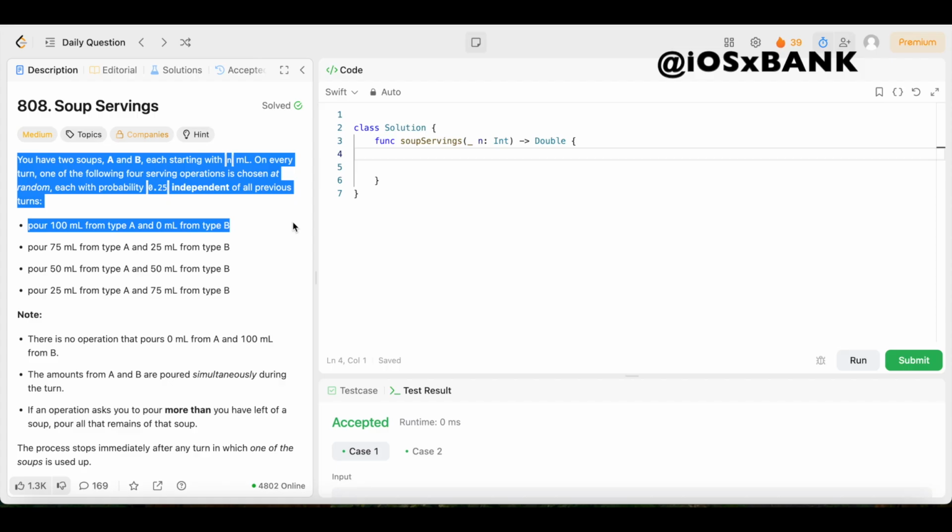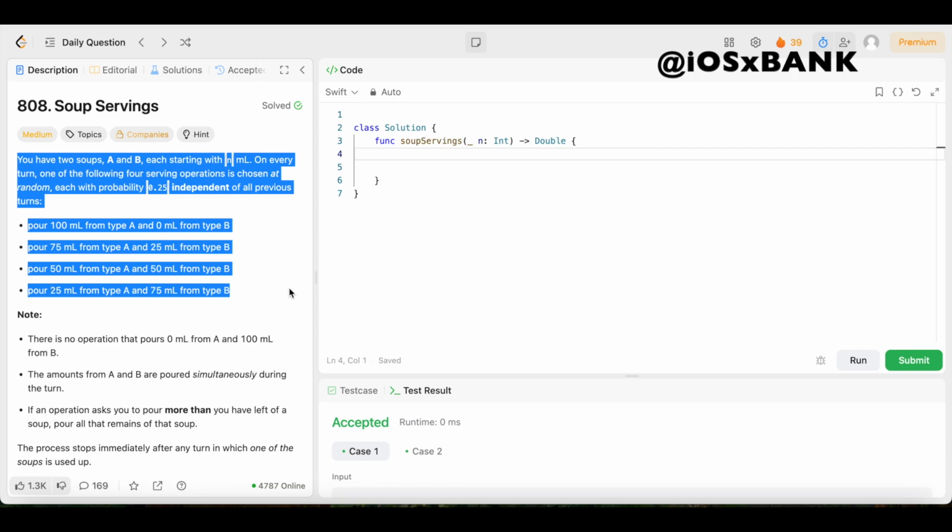Pour out 100 milliliters from type A and 0 milliliters from type B. Pour out 75 milliliters from type A and 25 milliliters from type B. Pour out 50 milliliters from type A and 50 milliliters from type B, or pour out 25 milliliters from type A and 75 milliliters from type B. Note, there is no operation that pours out 0 milliliters from A and 100 milliliters from B.